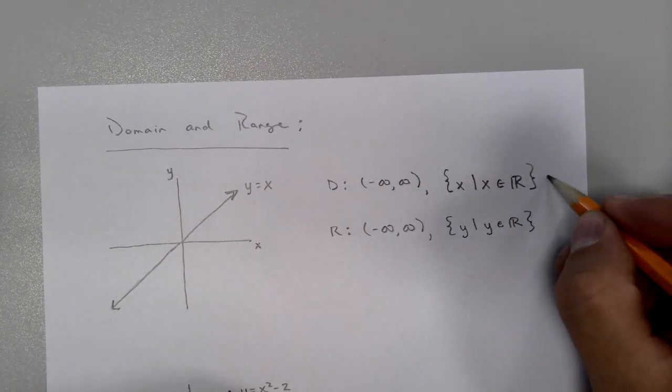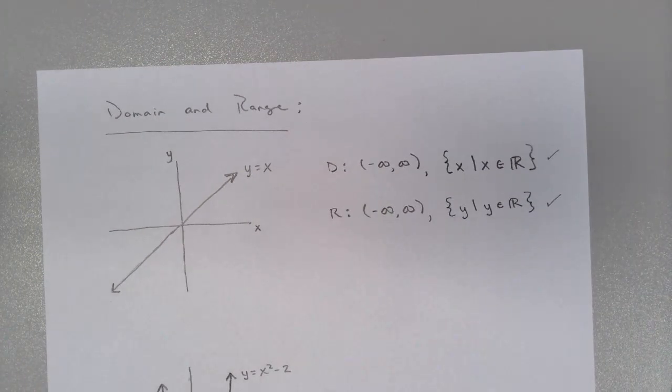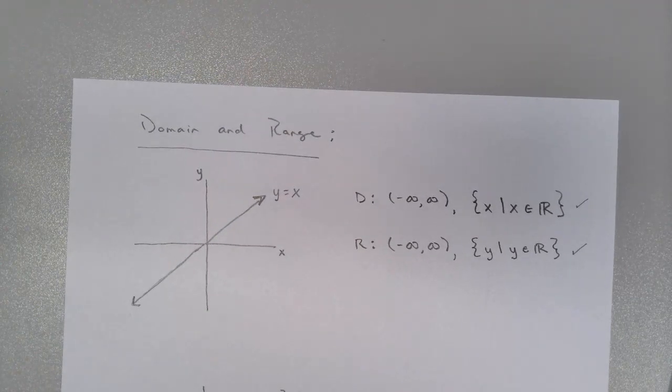So good. That was a pretty simple example. Our domain and range were both the same. They were both all real numbers. So let's consider an example where that's not the case.